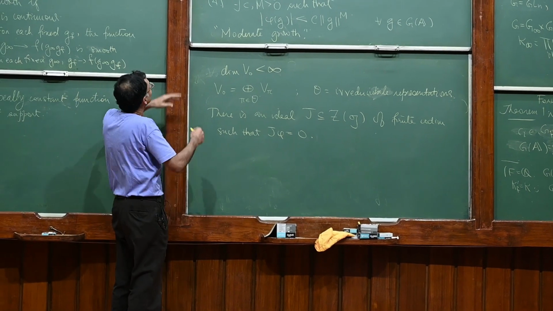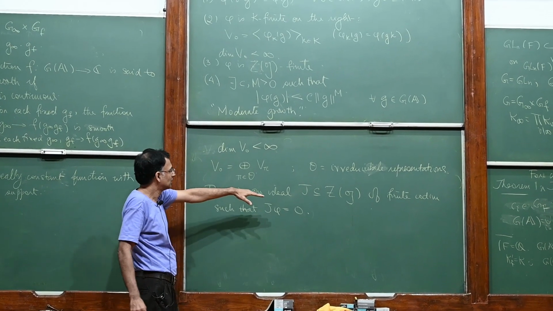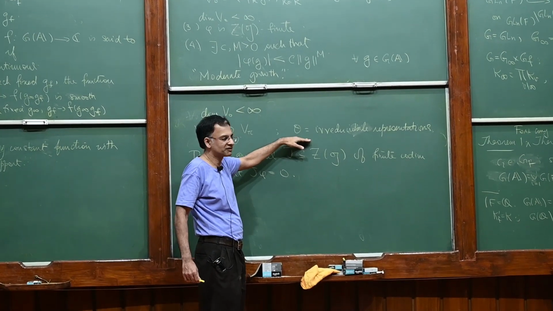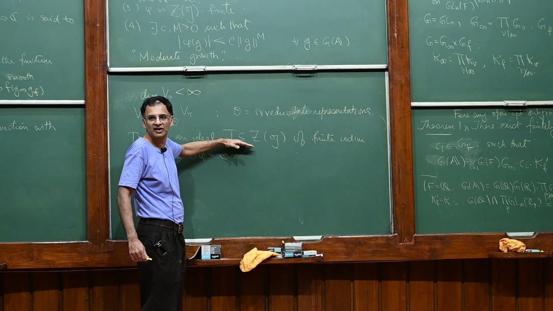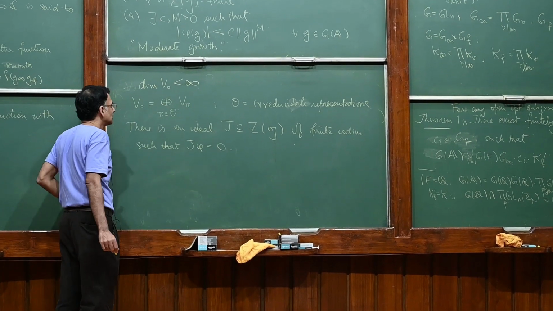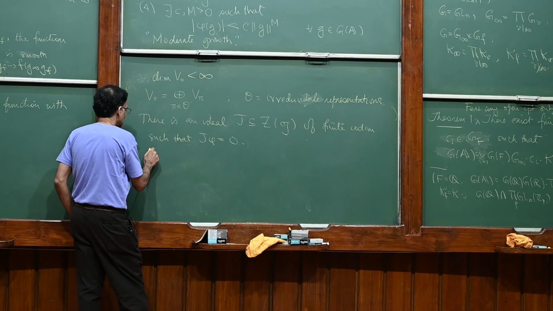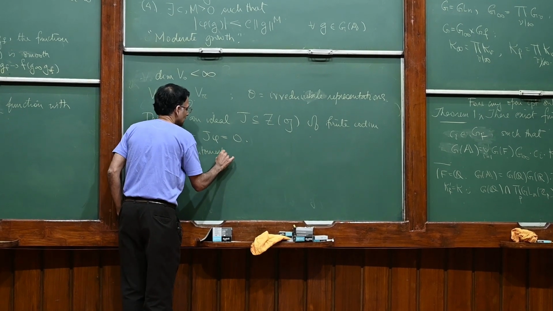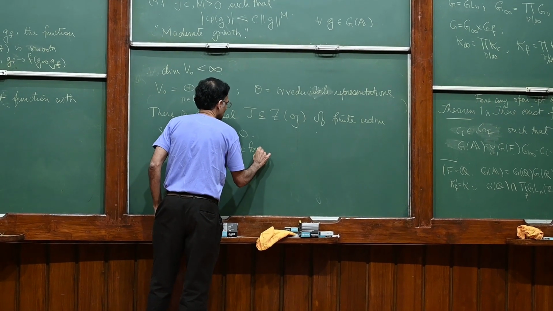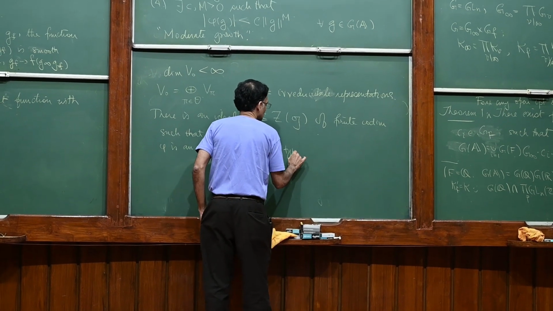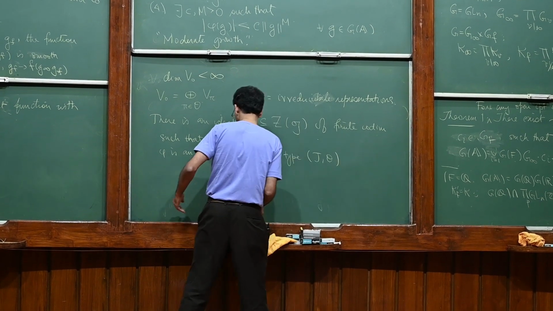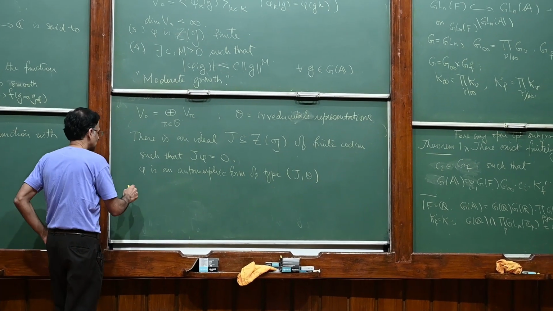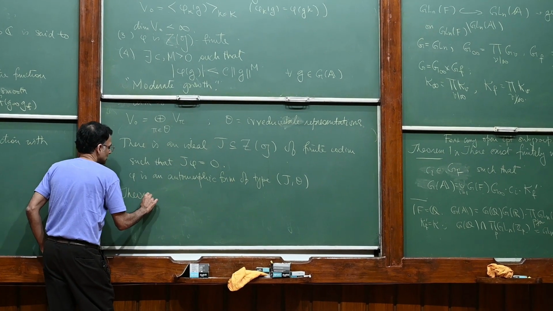So basically, attached to this automorphic form is data. These two pieces of data: theta, which is a set of irreducible representations of K, and J, which is the ideal of finite codimension in Z_G. So this pair, so phi is an automorphic form of type (J, theta). And so then, here's the main theorem, if you like, one of the two main theorems that we will try and prove.